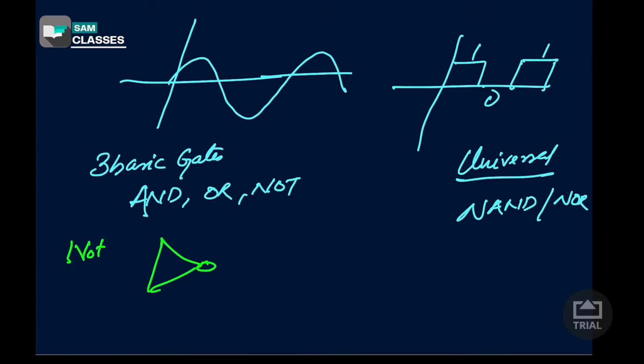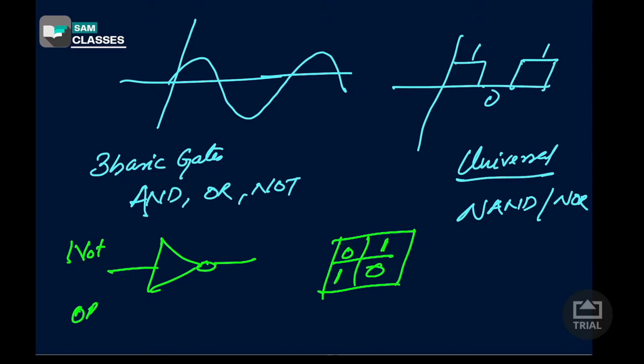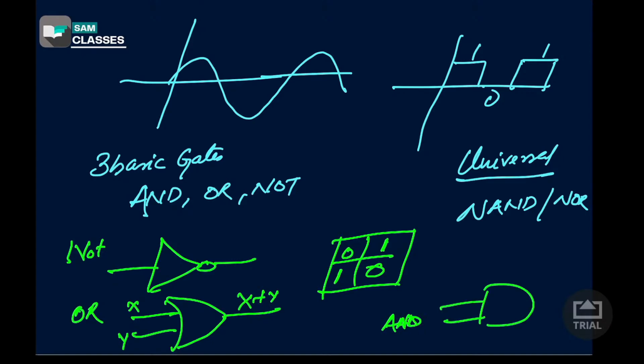NOT gate like this. If I get a current of 0, it will change to 1. If I get 1, it will change to 0. OR means plus. If it is x, y, it will be x plus y. AND means multiply. X, y, x dot y. Clear? Chalo.